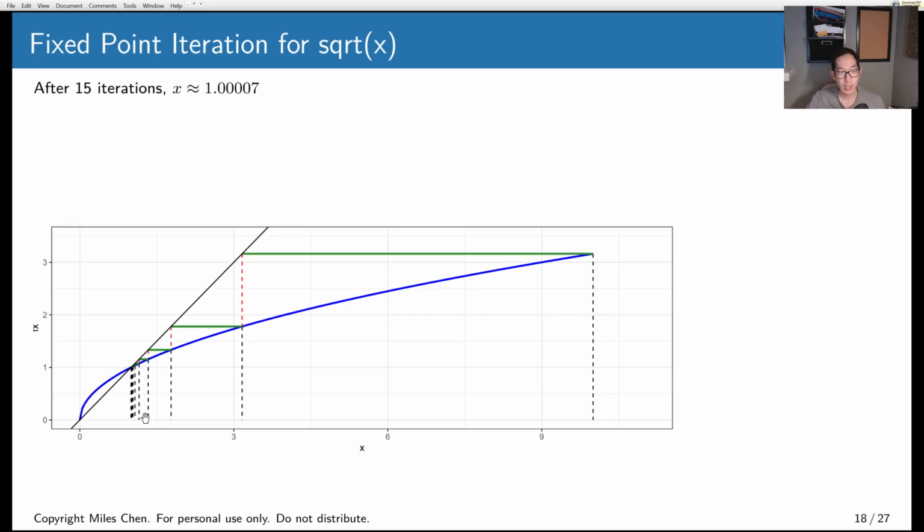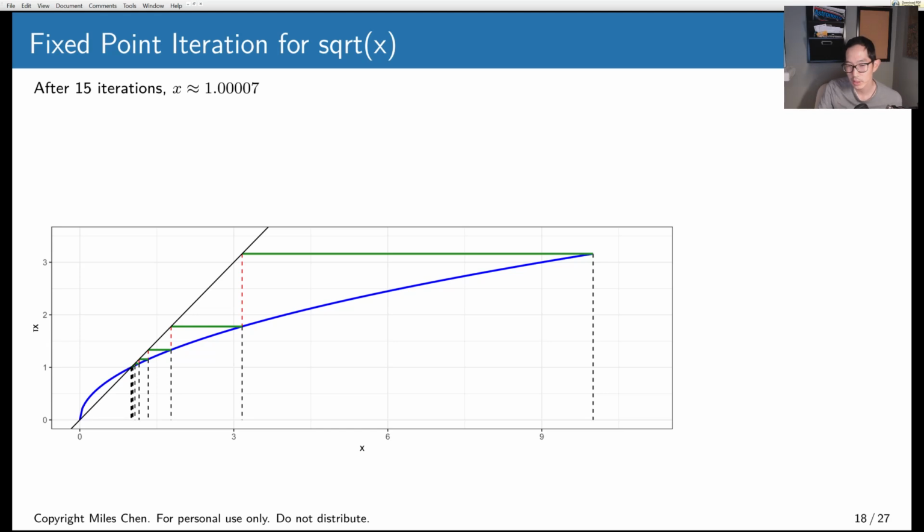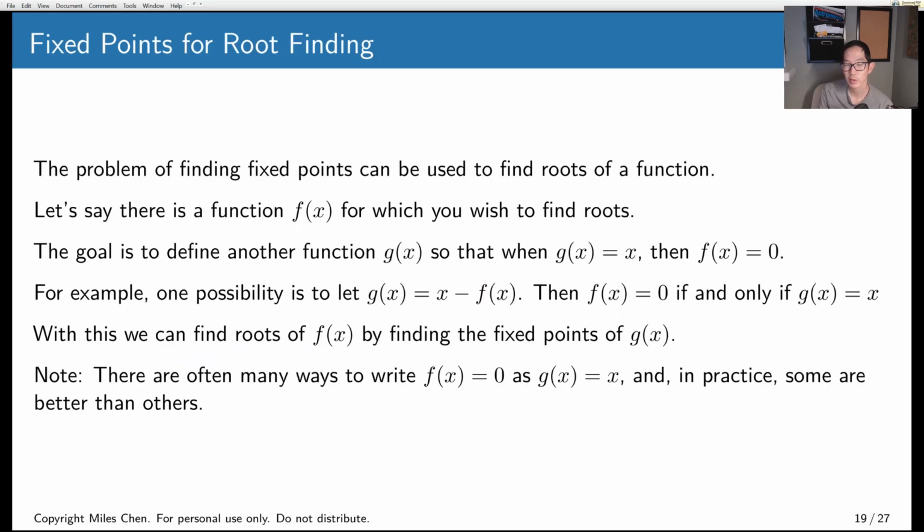I plug that in, and if I keep going over and over after about 15 iterations, I'm really close to x equal to 1. I'm at 1.00007. And so we can see that eventually we will converge to x equal to 1. So that's how we would go about finding a fixed point. Just plugging the output into the function again and repeating that process over and over is going to help you find a fixed point.